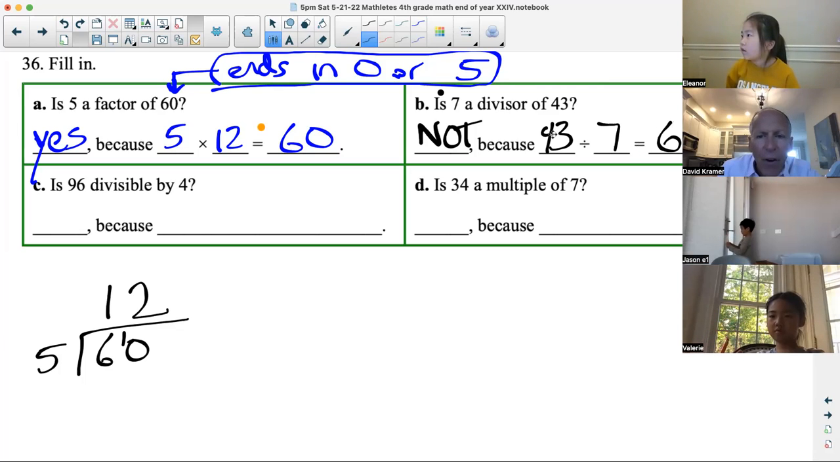And guys, 43 divided by 7 equals 6, with a remainder of 1, which means 6 1/7.